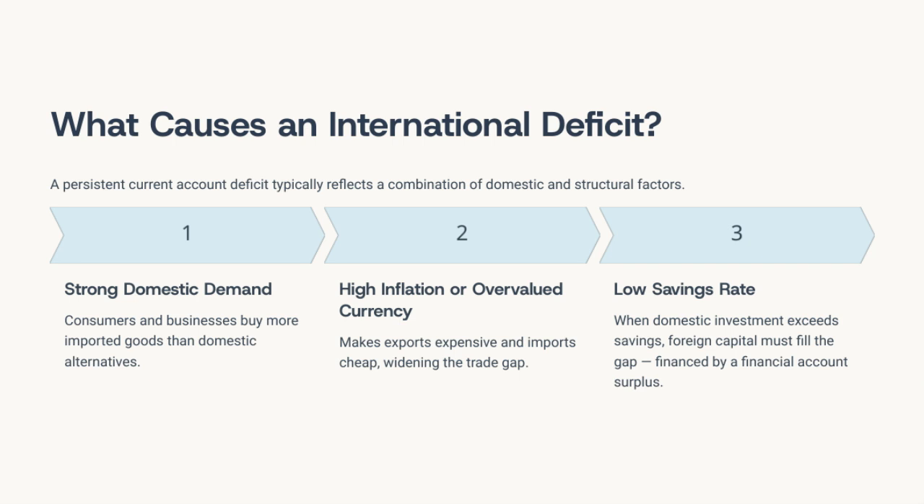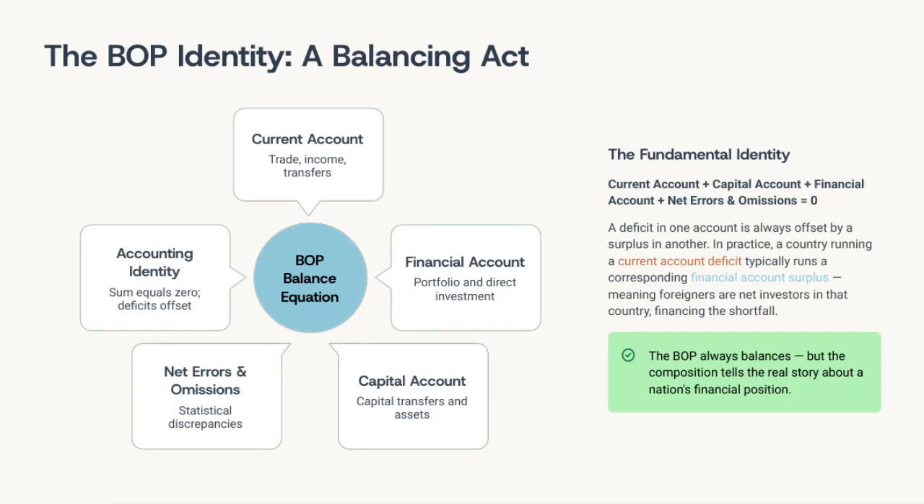Strong domestic demand is another key factor. When there's persistent demand for goods and services within the country, it often results in a current account deficit. This situation is usually driven by a mix of domestic factors, like consumer preferences and structural issues within the economy. Putting it all together, a persistent current account deficit is often the result of a combination of these factors: low savings, high inflation or an overvalued currency, and strong domestic demand, all of which influence the flow of international capital and trade balances. The balance of payments, or BOP, always balances, but the real story is in its composition.